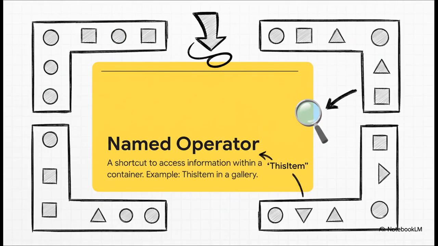And last but not least, we've got named operators. Oh, these are fantastic little shortcuts. For instance, when you're working inside a gallery that displays a list of items, instead of writing some long, complicated formula to get the data for one specific row, you just use this item. It's a huge time saver.